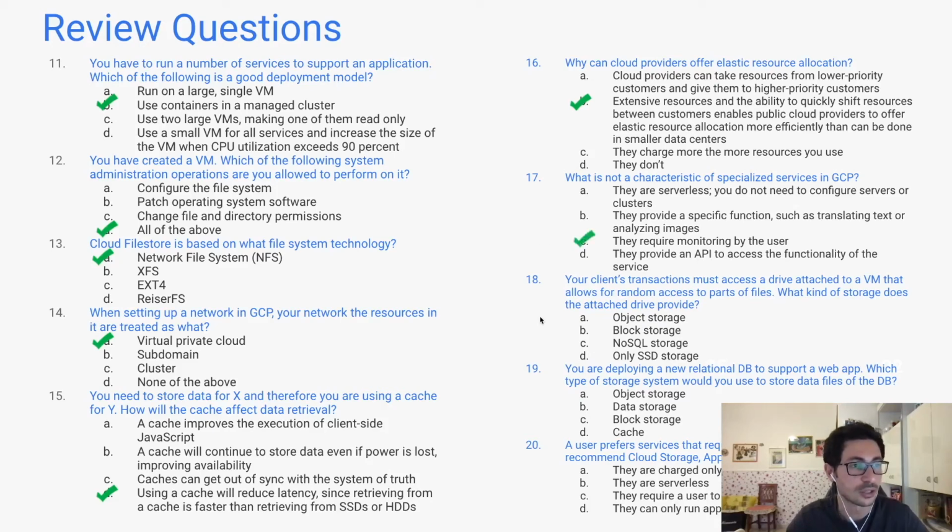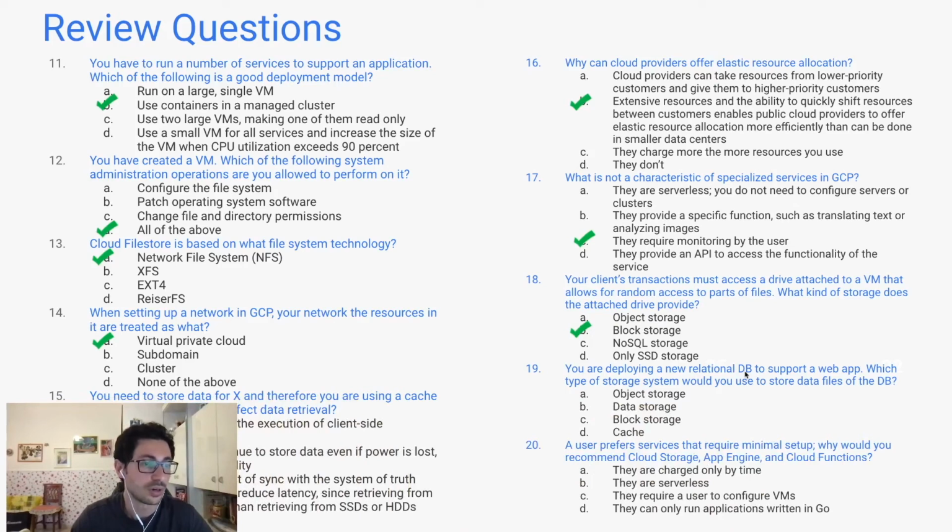Your client's transaction must access a drive attached to a VM that allows for random access to parts of files. What kind of storage does the attached drive provide? So since you need random access to parts of files, this should be block storage, because it's part of files. If it was just files, it could have been also object storage. And it's not D, because this says only SSD storage. It wouldn't be only, right? It could be also, I don't know, a hard drive, for instance.